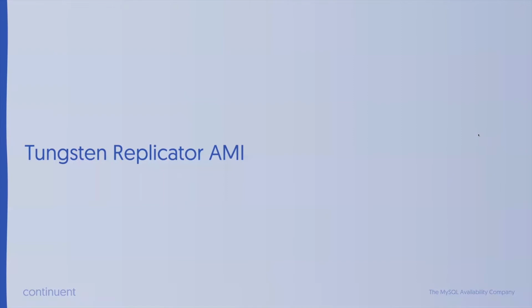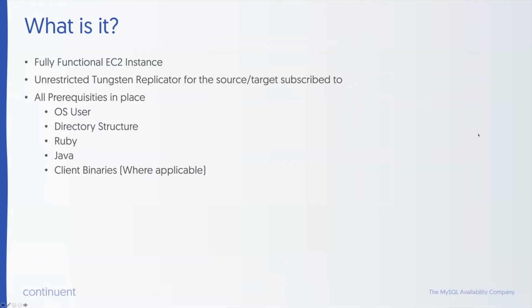So what is it? Well, if you're familiar with Amazon AMIs or Amazon Machine Images, it is what it implies. It's an image. It's a snapshot image of an instance. In this case, it will be a fully functional EC2 instance. And on that instance, when you launch it, will be a fully configured version of Tungsten Replicator for whichever source or target you've subscribed to.